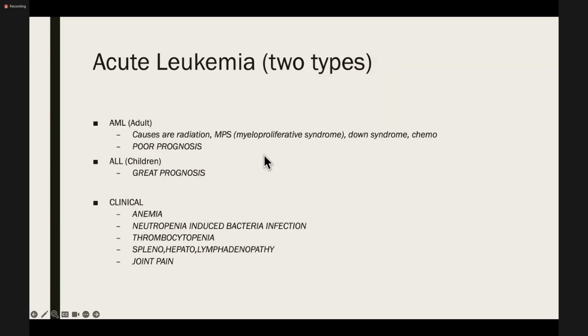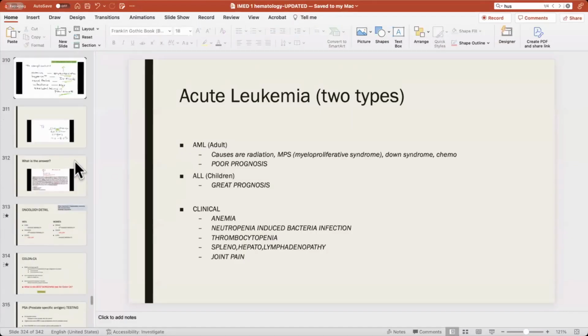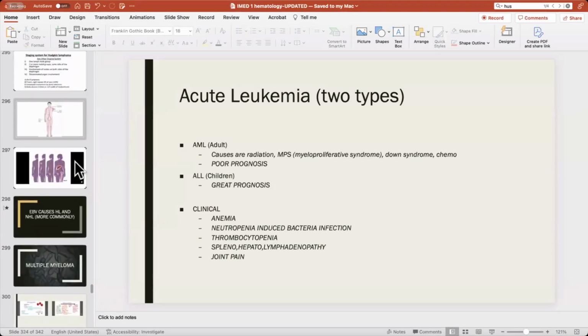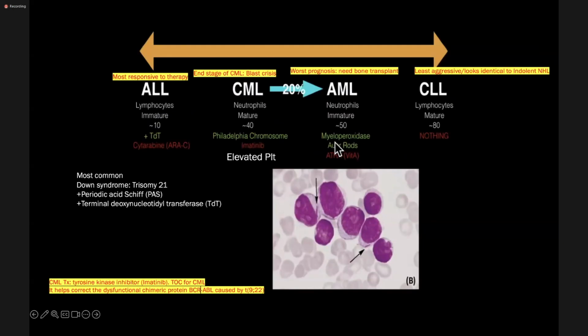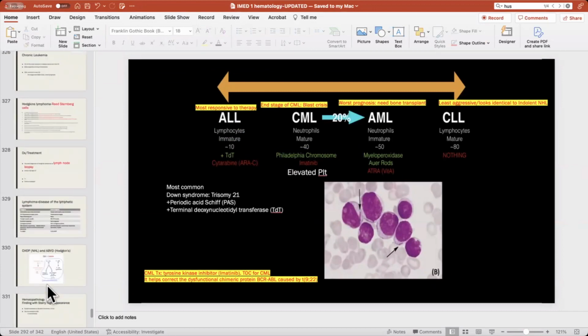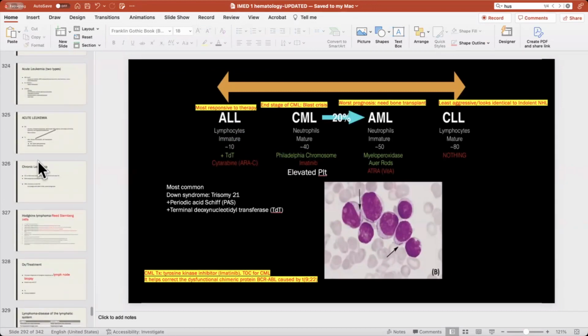AML is seen in adults, has a poor prognosis, and you see Auer rods. What else do you see here? What chemical do you see that'll make it positive? Anybody know? I'll show you again. With AML, myeloperoxidase is very important. That's how you test it. They have positive myeloperoxidase. Okay, myeloperoxidase. Just FYI.